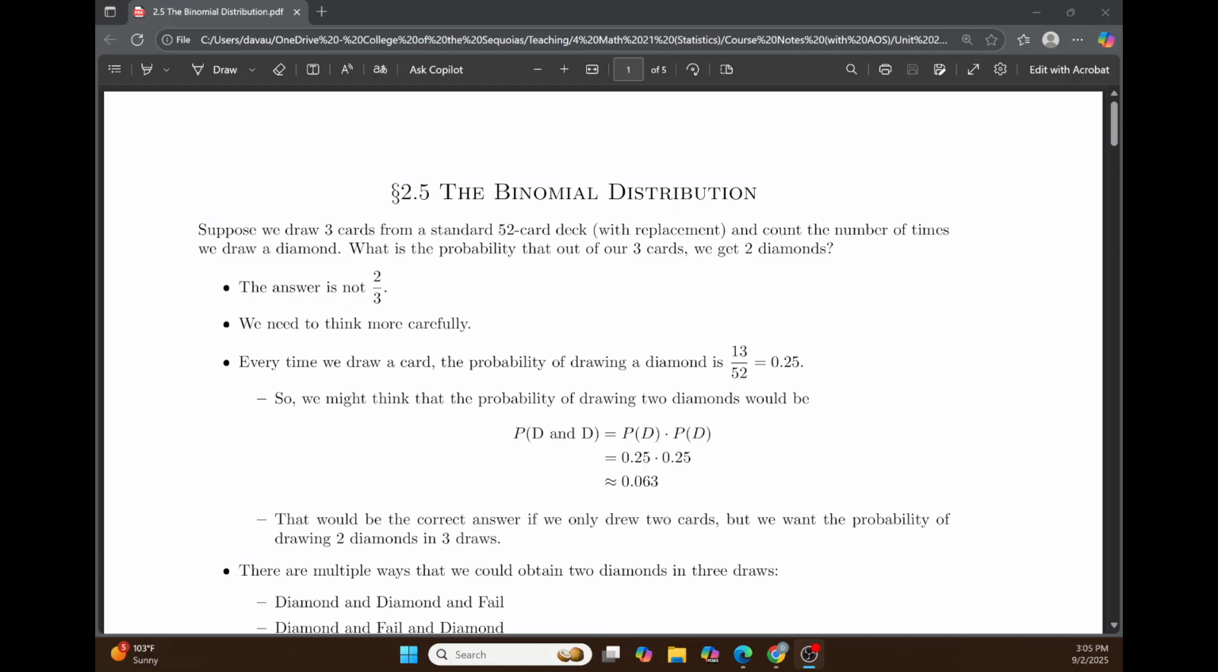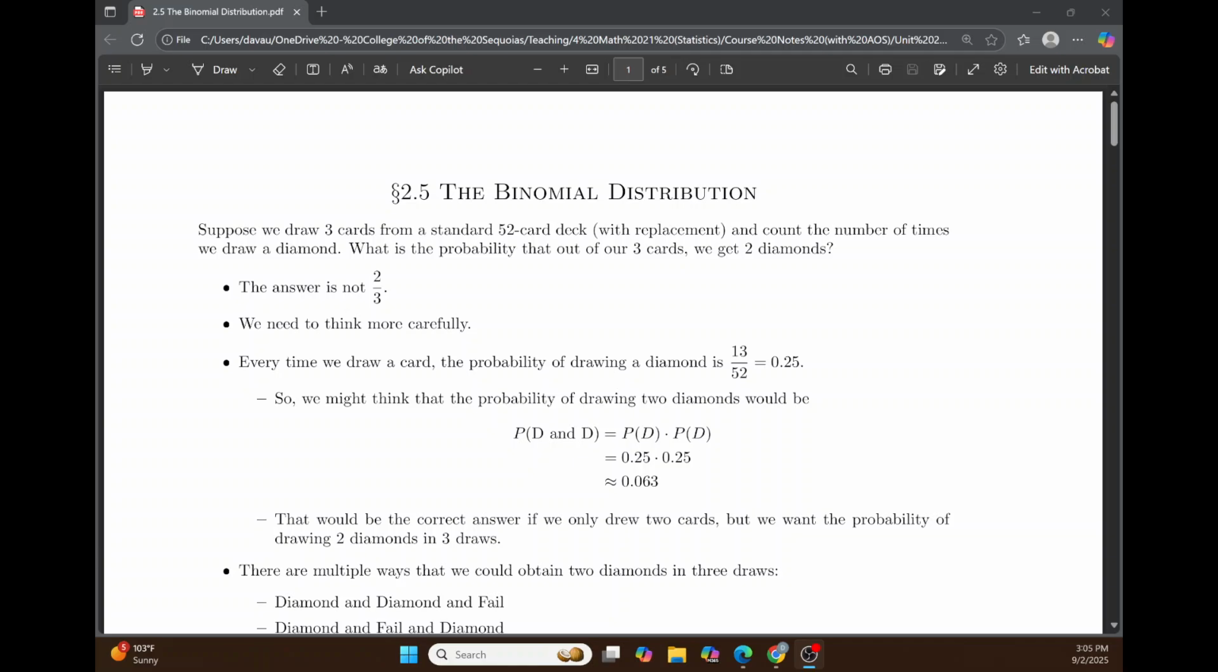I want to lead with a little example here that we can use to build off of, based on our knowledge of general probability that we've already been covering. It says, suppose we draw 3 cards from a standard 52 card deck with replacement. So we're going to put the cards back into the deck before each new draw. And we count the number of times we draw a diamond. What is the probability that out of our 3 cards, we get 2 diamonds?